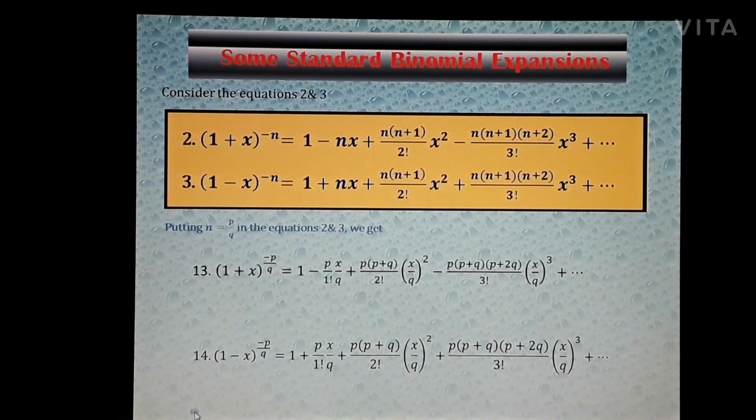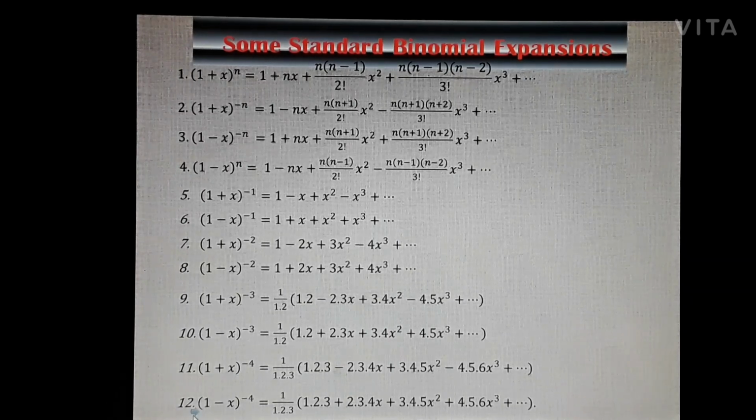Now put n is equal to p/q in these two equations. So instead of n, we are going to put p/q. So p/q into p/q + 1 by 2 into x² + etc. Again rewriting this equation, we are getting 1 - p/1 factorial into x/q + p into (p + q)/2 factorial into (x/q)² - etc. So just replace n by p/q. Similarly for (1 - x)^(-p/q), we are getting these expansions.